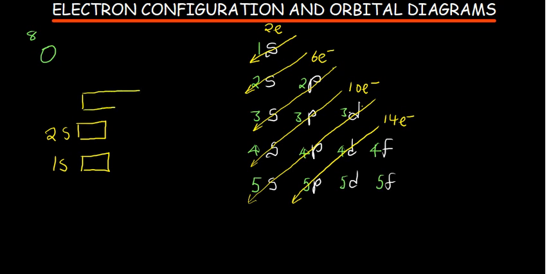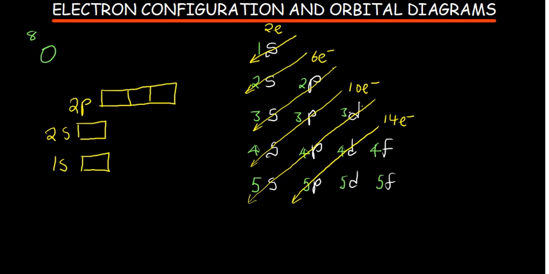So for this one, I'm going to write it a bit different. I can even move it to start from here. So this is going to be the 2p. Okay, now I've written it. I can start filling the electrons.